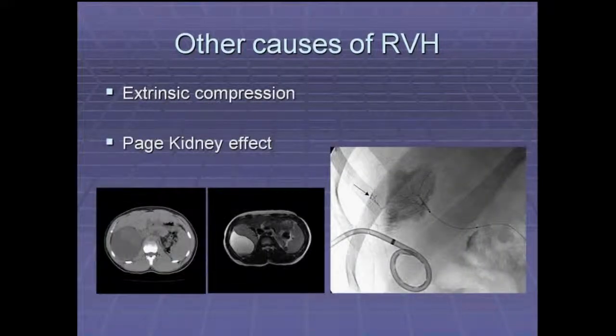Other causes, like we said, can be extrinsic. In this case, extrinsic compression of the kidney due to a subcapsular hematoma compresses upon the kidney, and you notice here, which is the classic Page effect. Frequently, the Page effect may not be so readily evident, but in this case, this child only had a single kidney, so therefore, whatever affected this single kidney affected his entire renal vasculature.